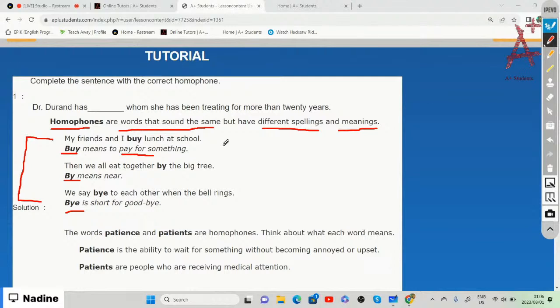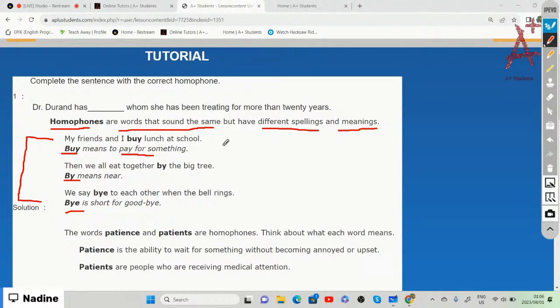It's like saying we all eat together by the big tree. It's like saying over there by the big tree, near that big tree, we are going to be sitting there. Then we have another word, which is bye. And this bye is short for goodbye. Instead of saying goodbye, you can just say bye. We say bye to each other when the bell rings, meaning that we are leaving. Either we're going to different classes or we are heading home. I'll see you tomorrow. So instead of saying goodbye, you just say bye.